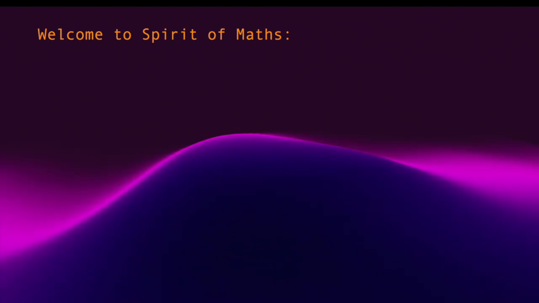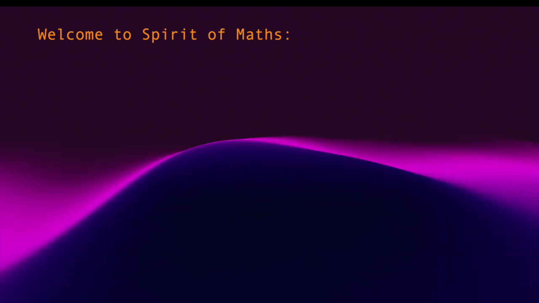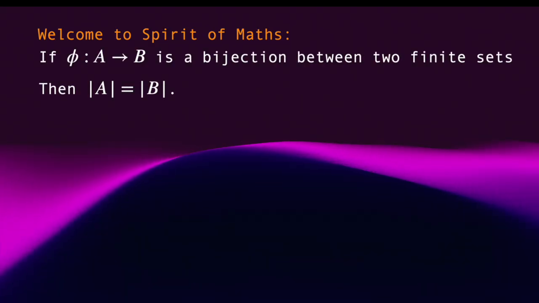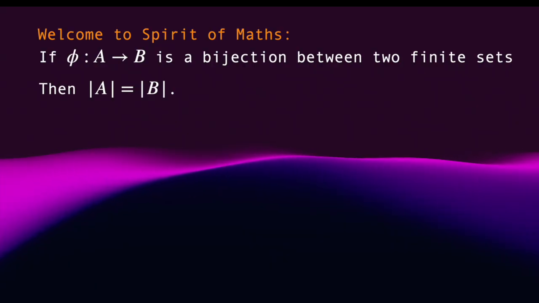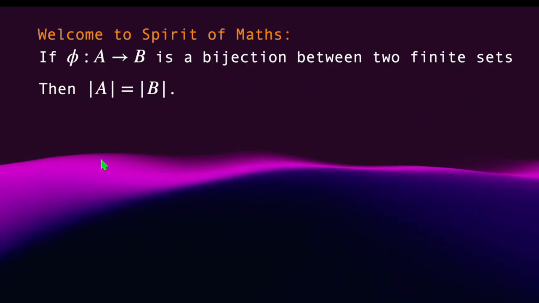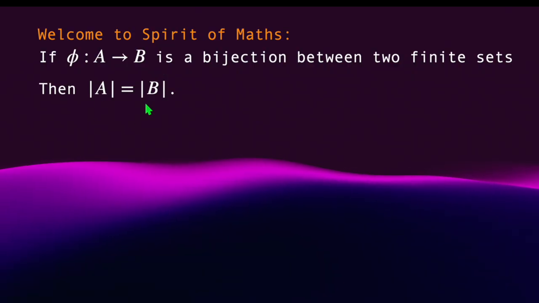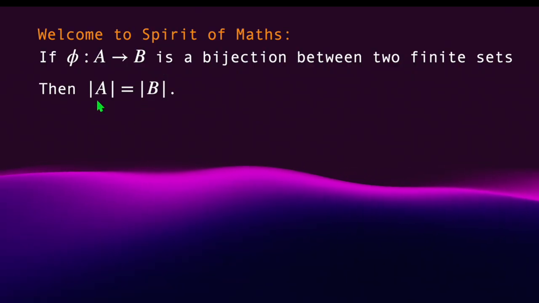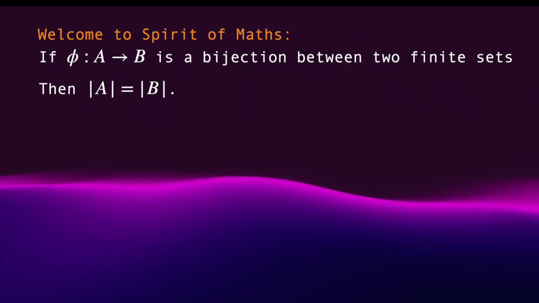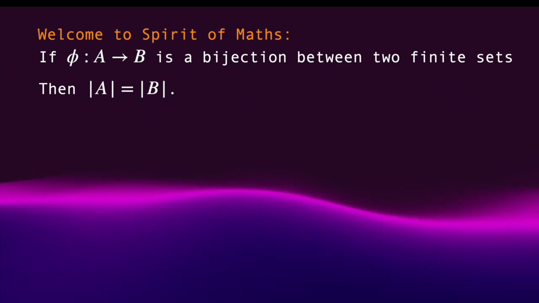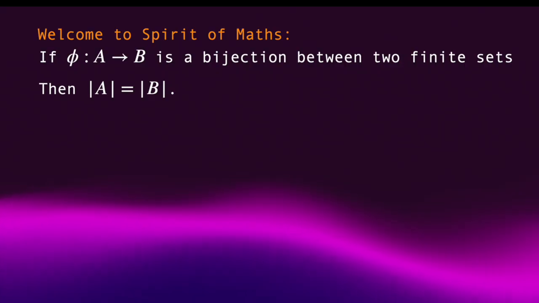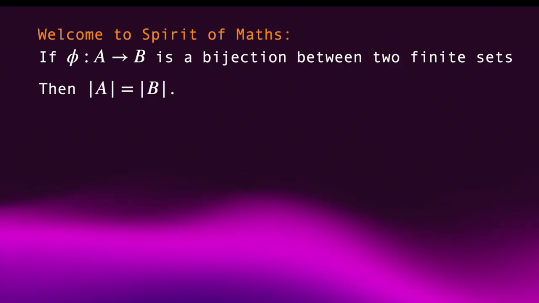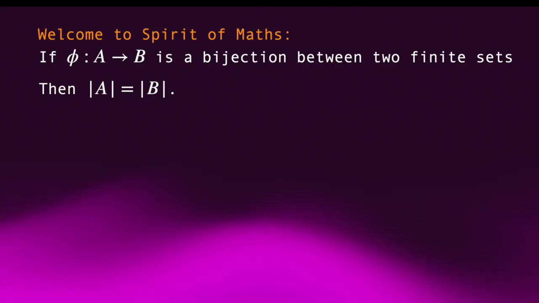To motivate this video, let's start with a simple remark. If you have a bijection φ between two finite sets A and B, then the cardinal of A is equal to the cardinal of B. This means that A and B have the same number of elements, because a bijection is a correspondence between the elements of A and the elements of B.